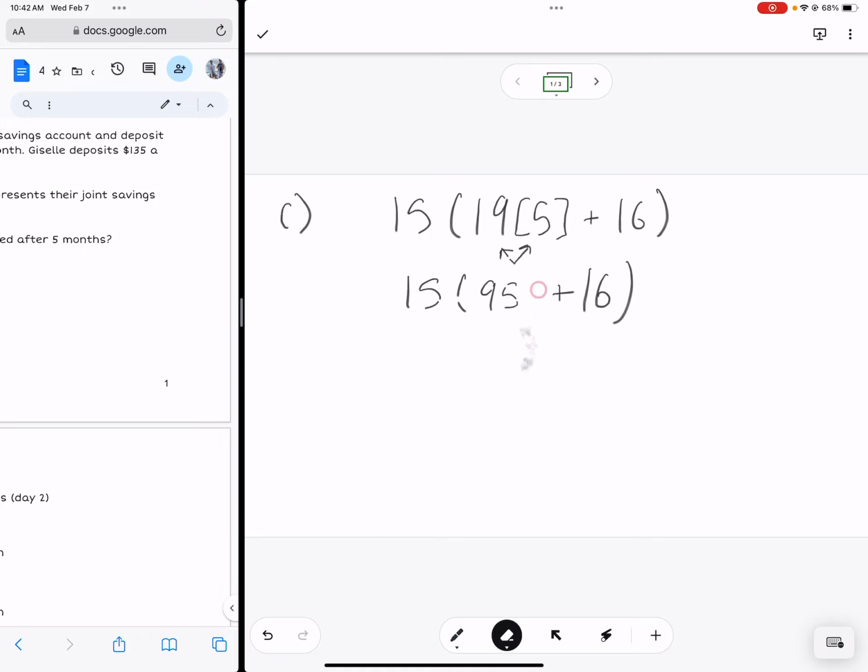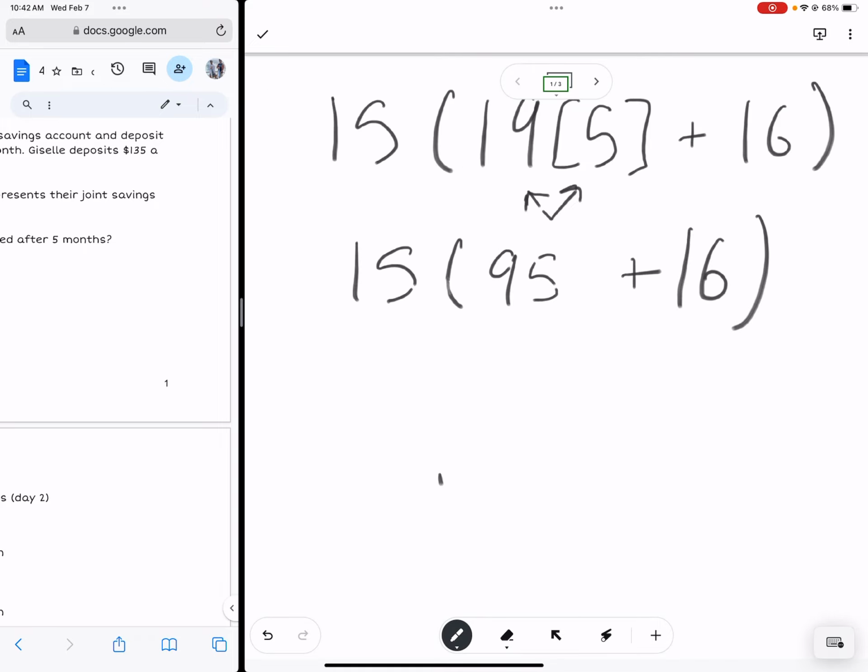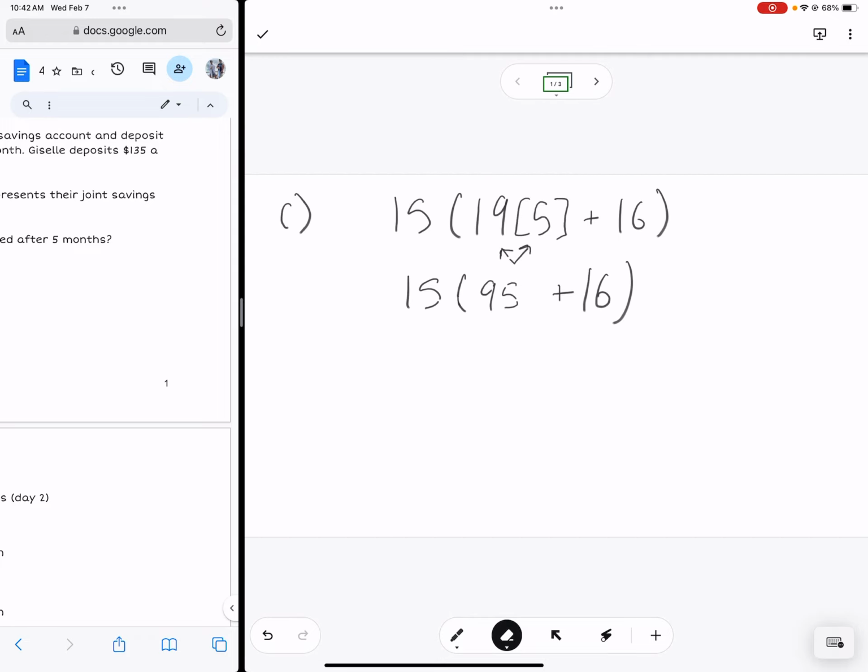Whoops, I don't need this end parenthesis here anymore. Okay, so now we have this. Now what is next? Do I distribute the 15 or do I add 95 plus 16? You can actually do both, doesn't matter. But let's do what's on the inside. 95 plus 16 is? 111. And then we have to multiply by 15. So then 111 times 15.